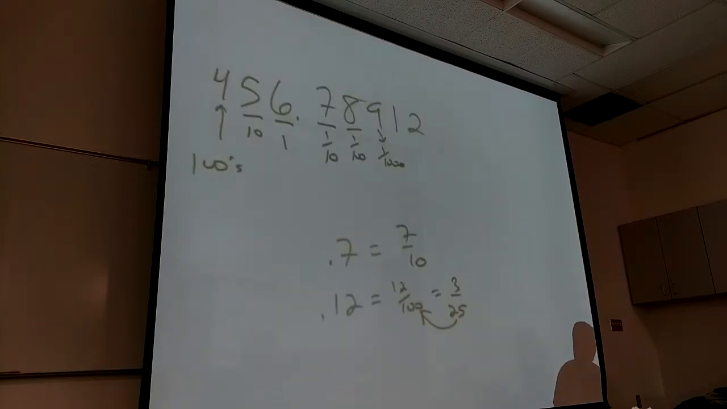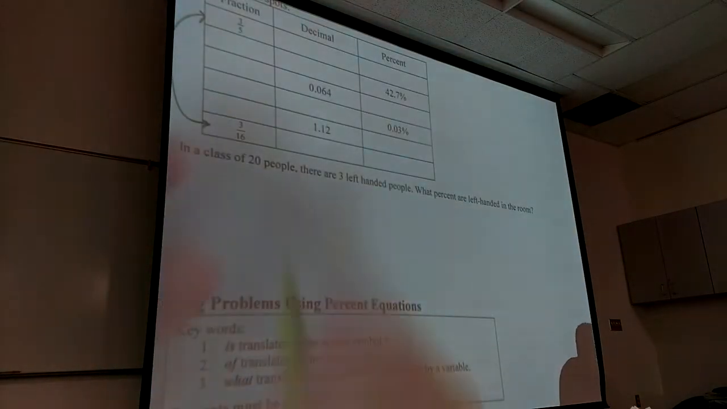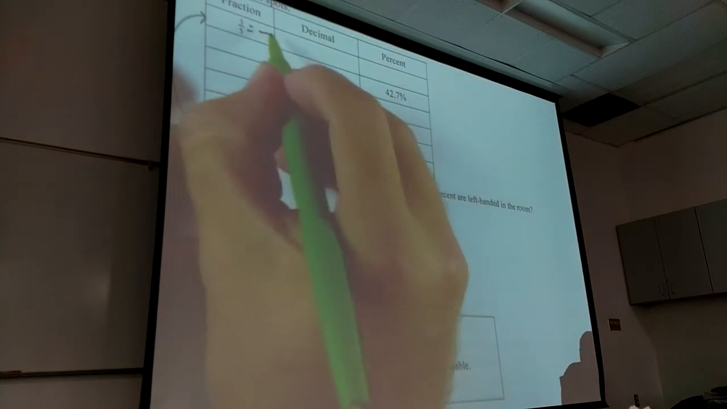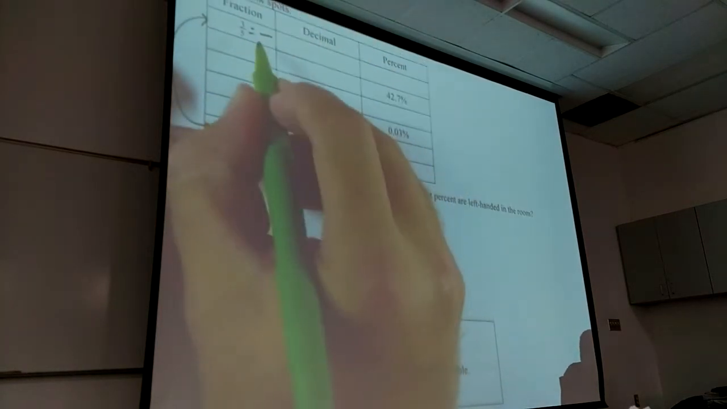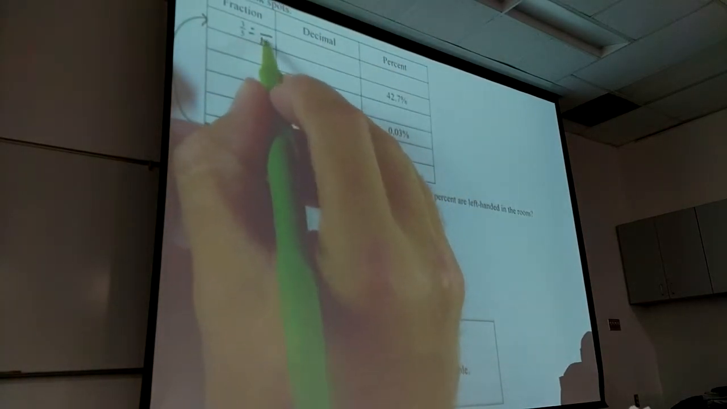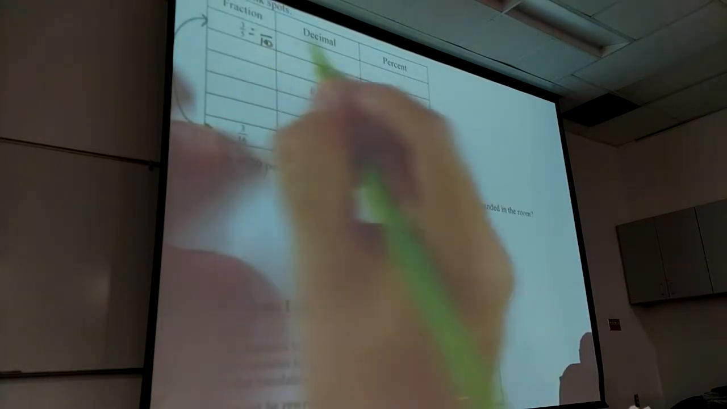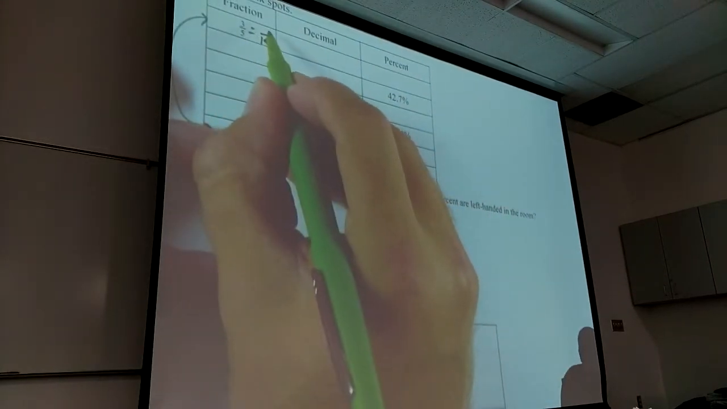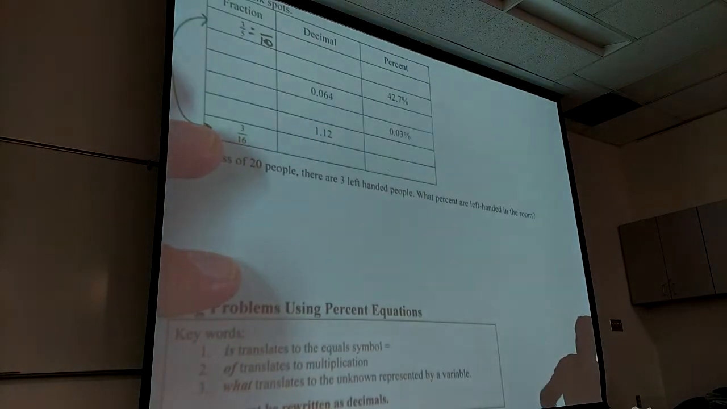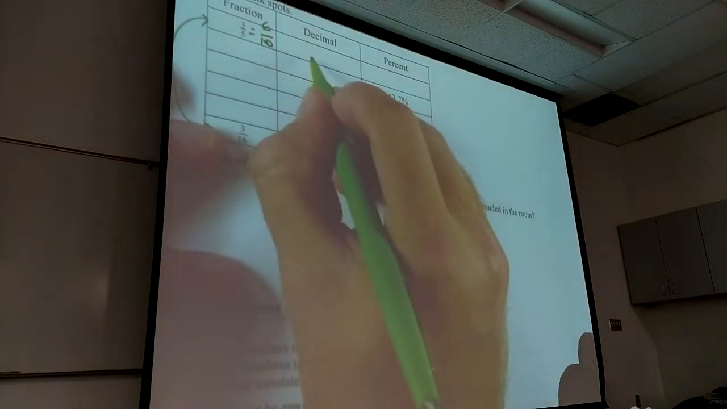So 3/5 can become something over 10. 100, I know where you're saying it, but I'm going to go to the decimal. So 3/5 is how many tenths? 6. Yeah, because you got to multiply by 2, top and bottom. So what's that look like as a decimal then? 6 tenths? 0.6.